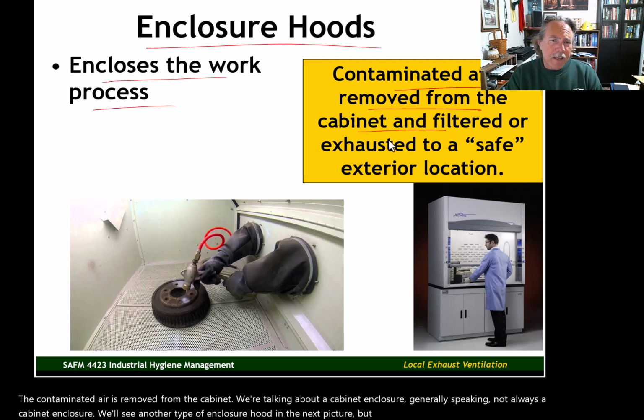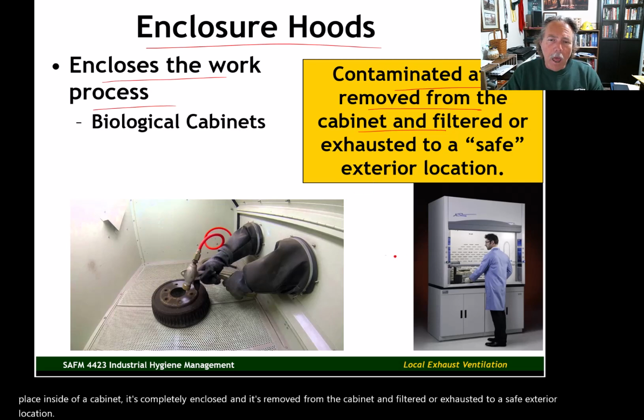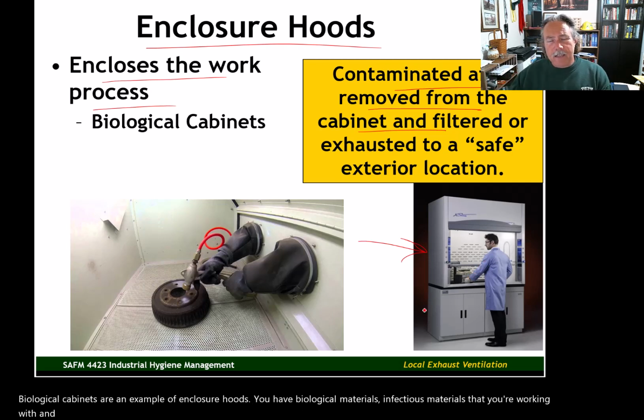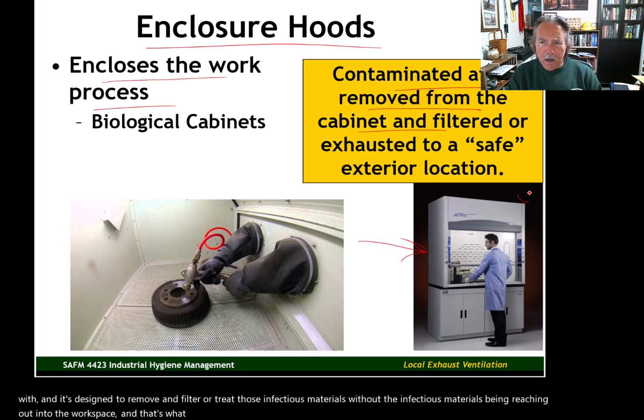If the work is taking place inside of a cabinet, it's completely enclosed, and the contaminated air is removed from the cabinet and filtered or exhausted to a safe exterior location. Biological cabinets are an example of enclosure hoods. You have biological, infectious materials that you're working with, and it's designed to remove and filter or treat those infectious materials without them reaching out into the workspace. And that's what we have here, a biological hood.